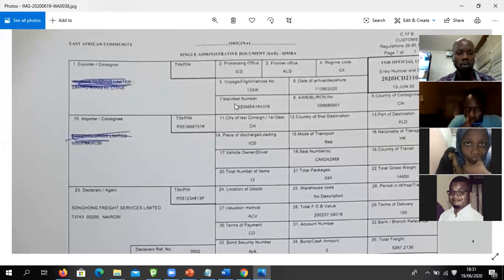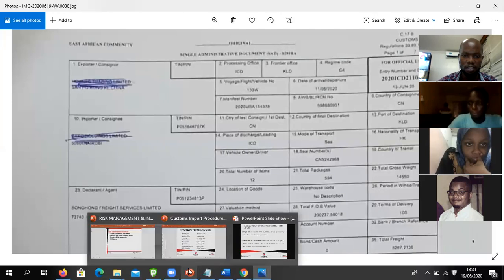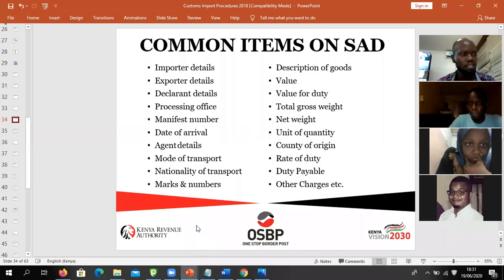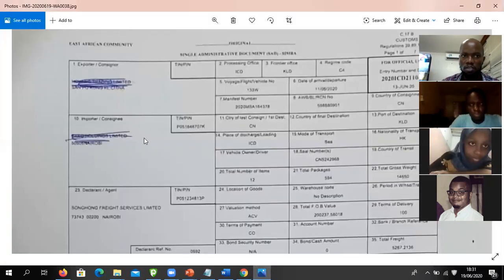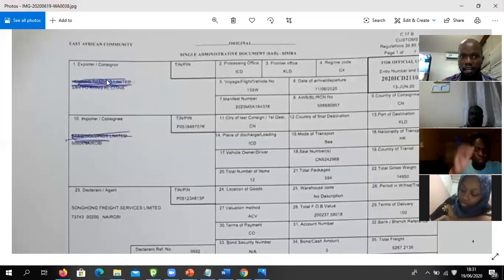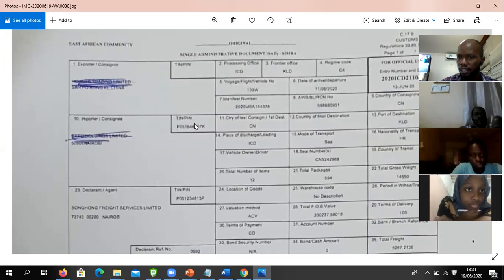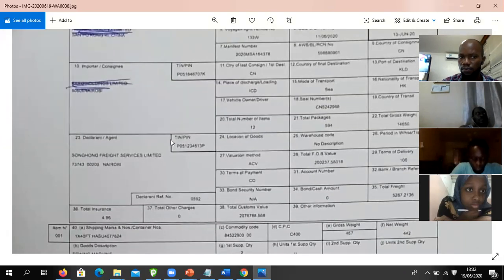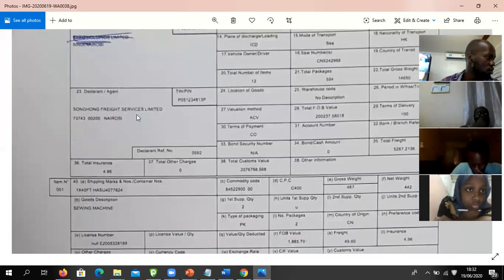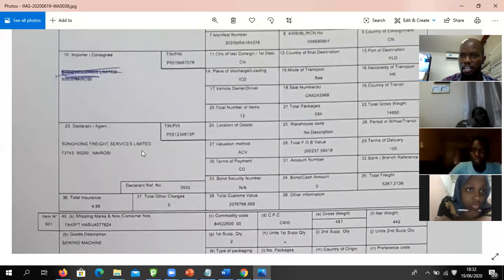Okay, so let's try and look at some of the items that we are saying should be on a single administrative document. One is the importer details, two exporter details. On this, you can see there's an exporter here. Then followed beneath it, we have the importer. That's the consignee. And with the importer, we have the PIN here. Then we have the agent just beneath it, who's the individual tasked with processing that particular consignment.